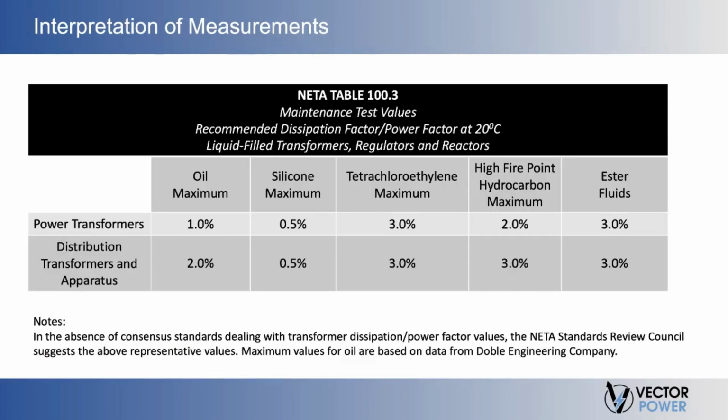Now, interpretation of test results. In the absence of consensus standards dealing with transformer dissipation or power factor values, the NETA Standards Review Council suggests the representative value shown here in the NETA Table 100.3. Now, maximum values for oil are based on data from the Doble Engineering Company.